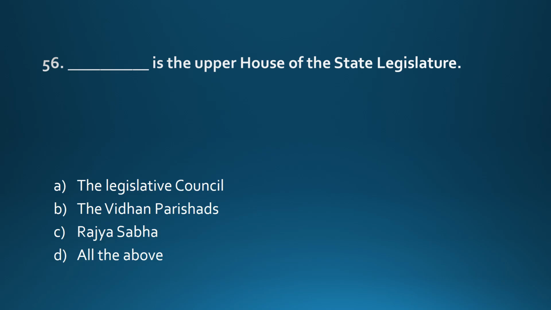Question number 56. Dash is the upper house of the state legislature. Option A, the Legislative Council. Option B, the Vidhan Parishads. Option C, Rajya Sabha. Option D, all the above. Correct answer is option D, all the above.